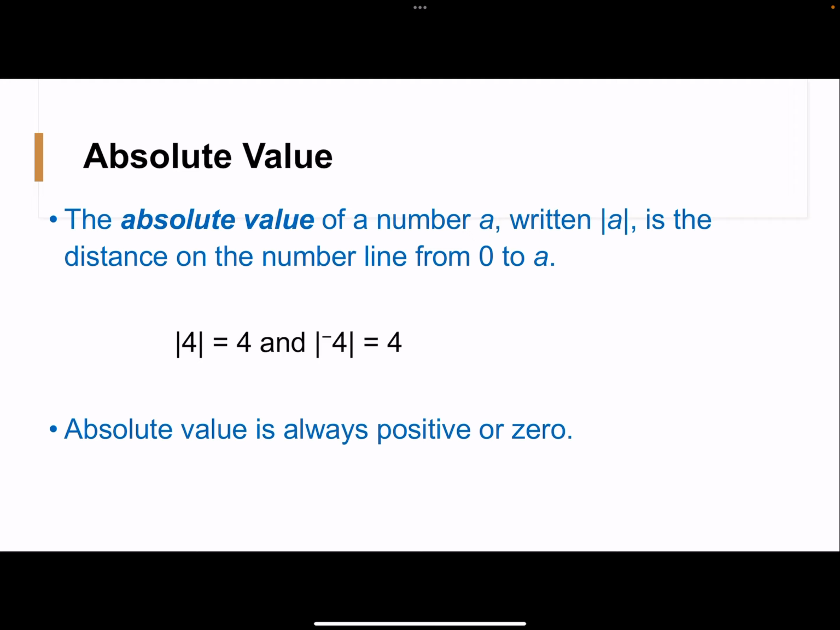So if I take the absolute value of positive 4, like in this example, how many units is 4 from 0 on the number line? It is 4 units. So the absolute value of 4 is 4. The absolute value of negative 4 is also 4, because negative 4 is also 4 units from 0 on the number line. So the absolute value of any number, whether it's positive or negative, will always be a positive answer. When I'm teaching this in class, I always say that absolute value is absolutely always positive or 0.